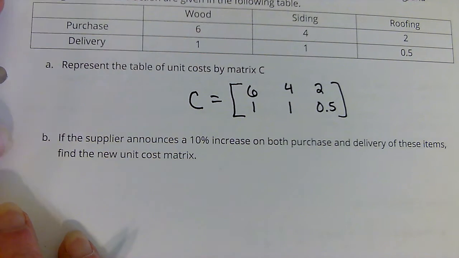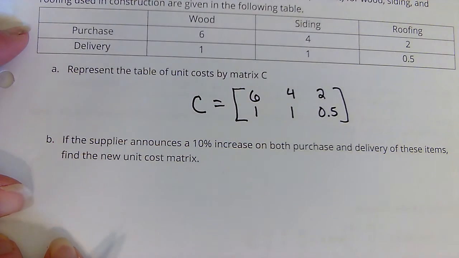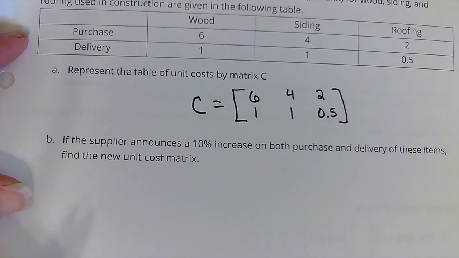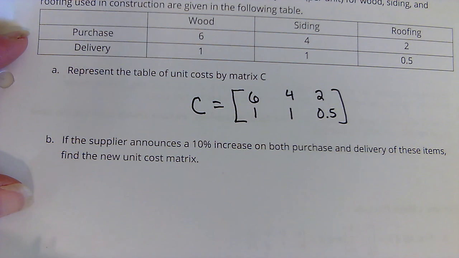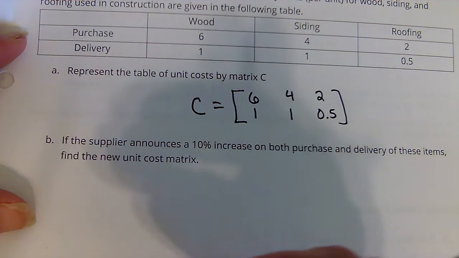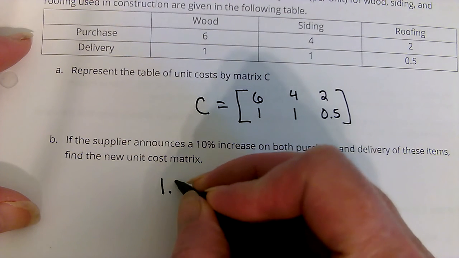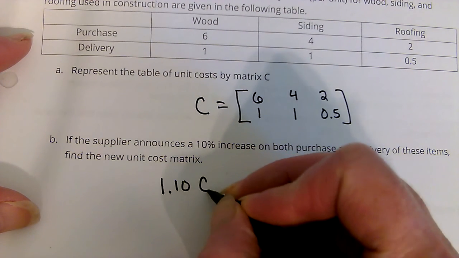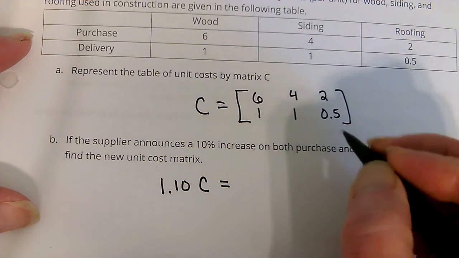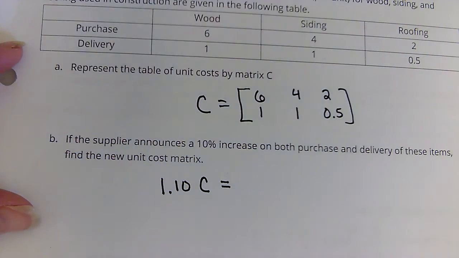If the supplier announces a 10% increase on both purchase and delivery of these items, what would be the new unit cost? Now be careful, if you just multiply by 0.10, you're finding out what we will increase by. But if we take the original plus that, we're actually going to be multiplying by 1.10. So I'm going to multiply everything by 1.1.